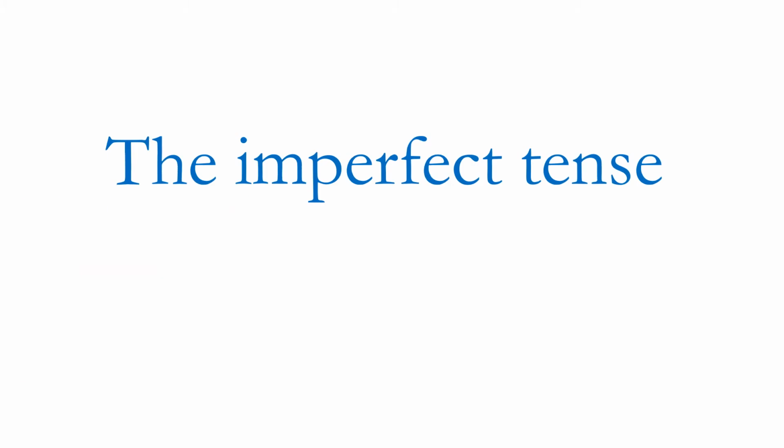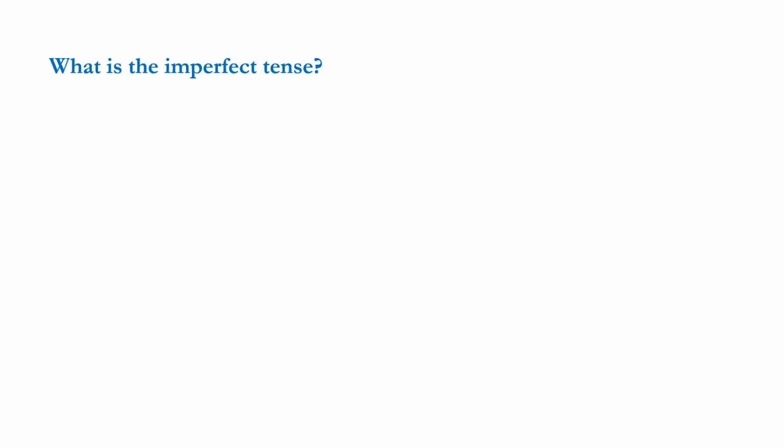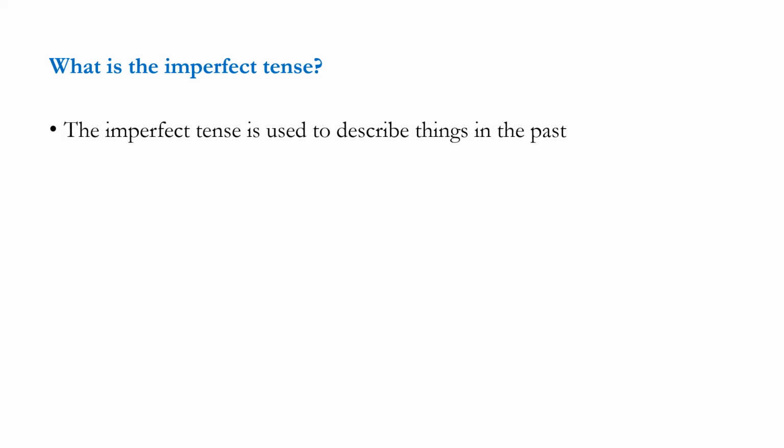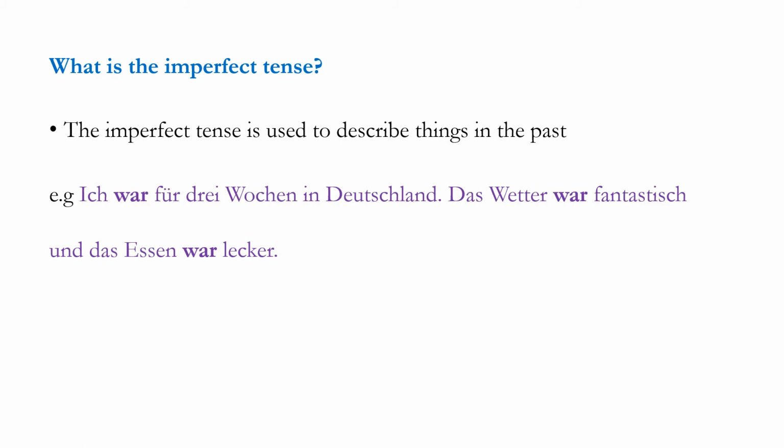Now we're going to move on to looking at the imperfect tense. The imperfect tense is used to describe things in the past. For example, ich war für 3 Wochen in Deutschland. Das Wetter war fantastisch und das Essen war lecker. How would you translate these sentences? Pause the video now to have a think.